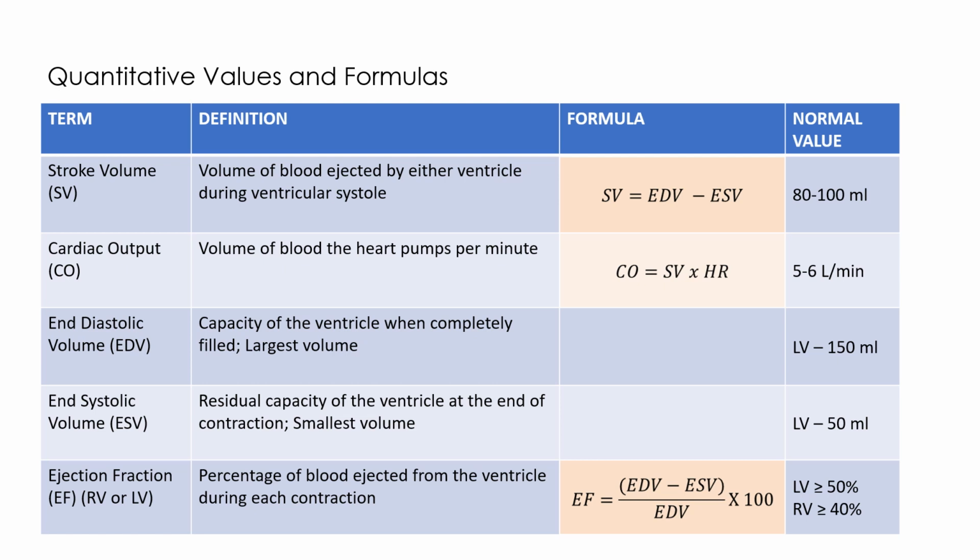The ejection fraction could be right ventricular ejection fraction or left ventricular. In the case of nuclear medicine imaging, we usually are looking at the left ventricular ejection fraction. And this is the percentage of blood ejected from the ventricle with each contraction. The formula for that is end diastolic minus end systolic, divided by end diastolic, times 100. For the left ventricle, it's typically anything greater than 50, and for the right ventricle, it's anything greater than 40.